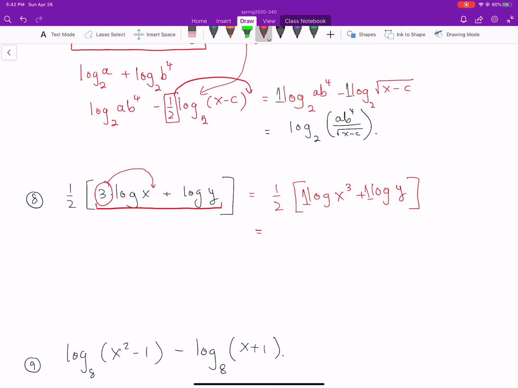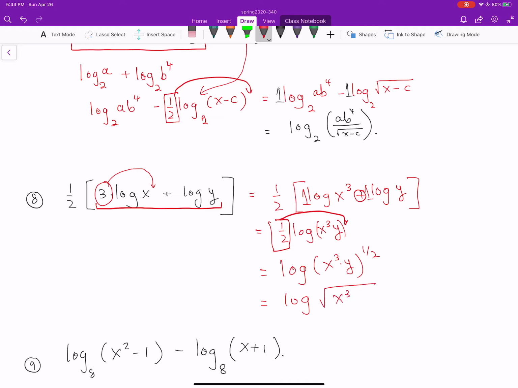I can combine them because it's an addition. So I'm looking at the product of m times n. So I end up with 1/2 log x cubed y. So I've resolved what was inside the parentheses. Now all I see is 1/2 log x cubed y. This 1/2 needs to return back to a power. So this whole thing is in parentheses, okay? Back to a power. So the final outcome is going to be log x cubed times y, all raised to the what? 1/2. You can also write it as a square root, so it becomes log square root x cubed y.